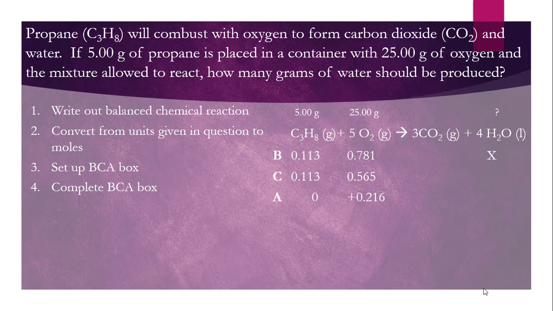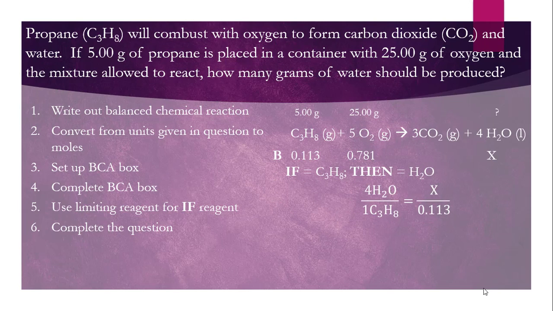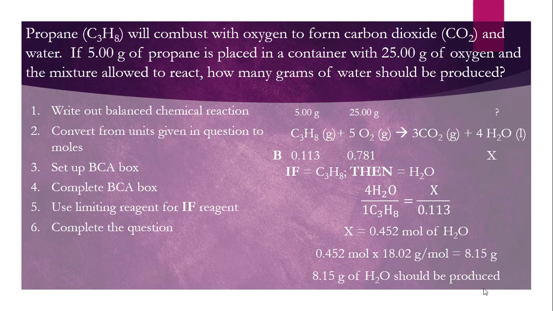I subtract C from B, and I see that I have a positive number under the oxygen, so propane is the limiting reagent. Now I do have more stoichiometry to do, so propane will be my if reagent, and then I will complete the question. So propane is my if, water is my then. The ratio of water to propane is 4 to 1, and that has to equal X over 0.113. When I do my calculations, 0.452 moles of water should be produced. Moles times molecular weight equals grams, so 8.15 grams of water should be produced.